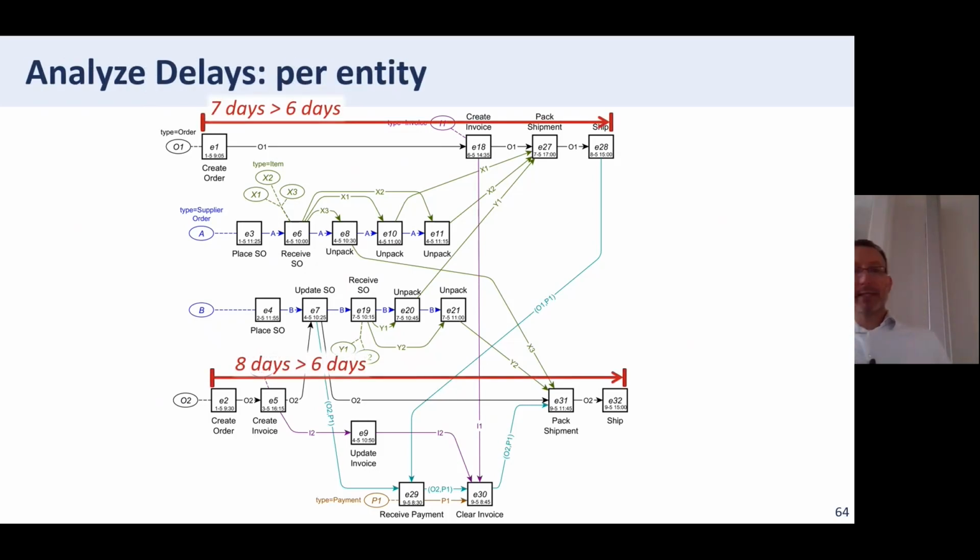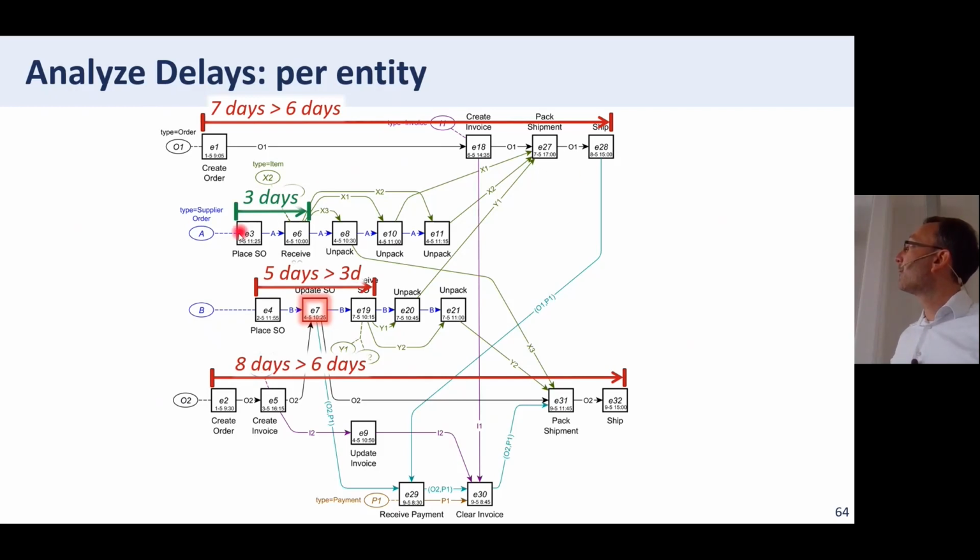So now let's analyze a bit the delays, right? We said before, first order needs 7 days instead of the 6 days. Second order needs 8 days instead of the 6 days. There's all the supplier orders, and we can analyze, for example, also the delays in receiving the products, because if I want to ship my products on time, then I rely on my supplier doing things on time. Here, this took 3 days.